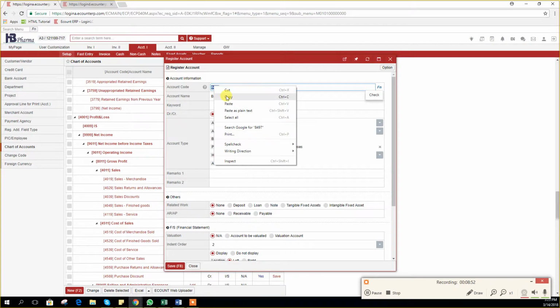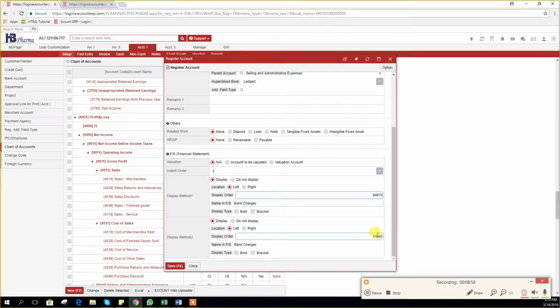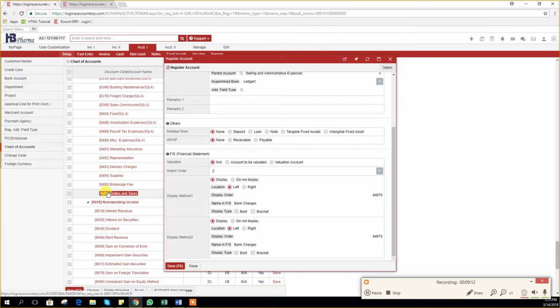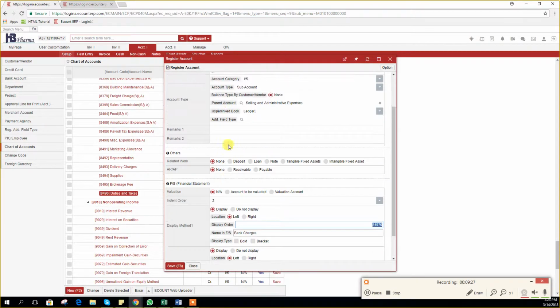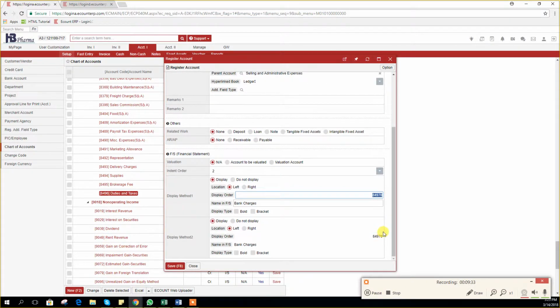So now, what is this display order here? It means in the order of the income statement, which one does it show first? Is it the bank charges first? If I were to put this as 84950 or 84961, it's going to come after this one. I will show you this in the income statement later.